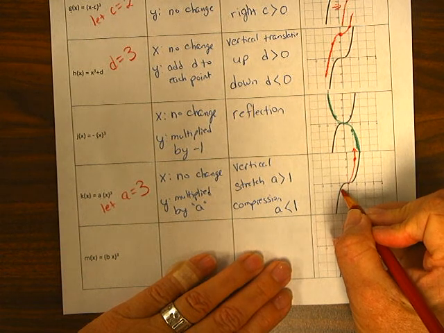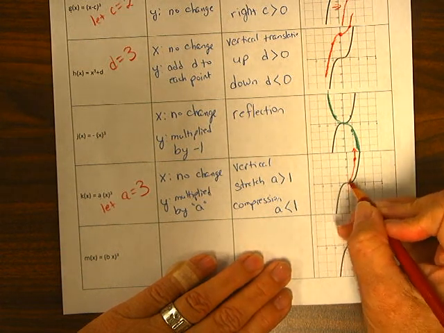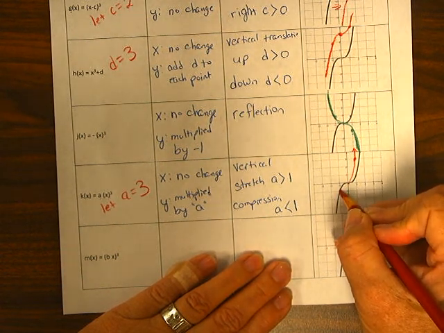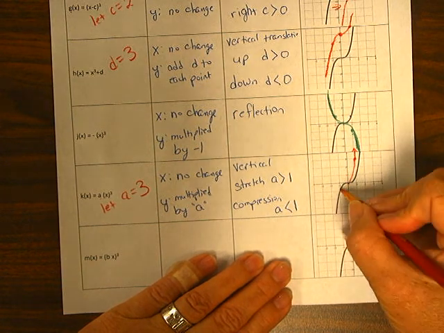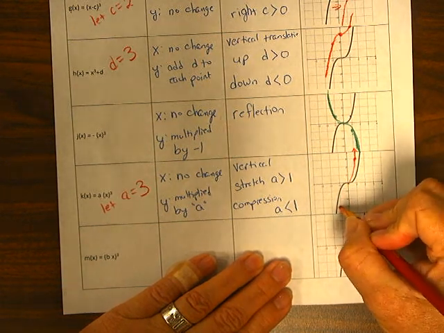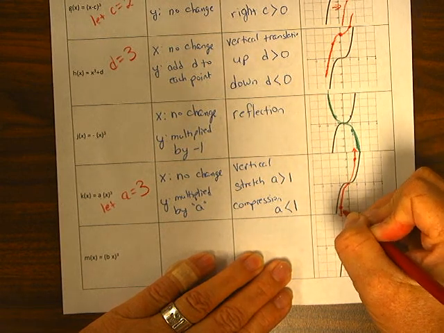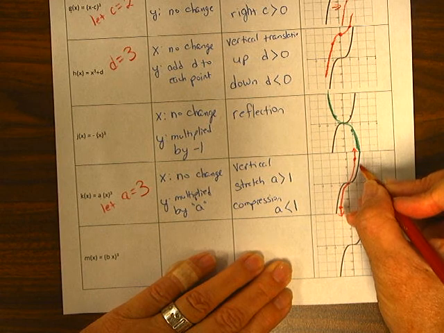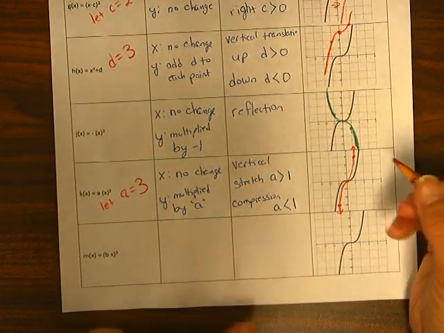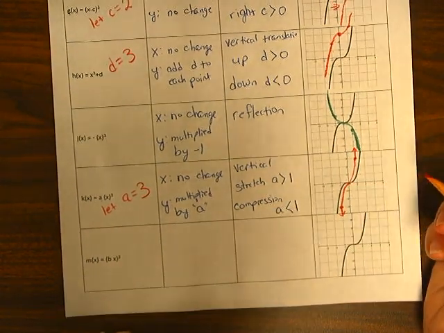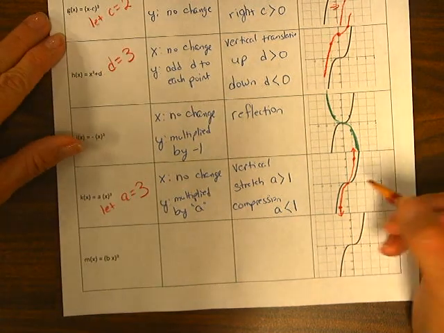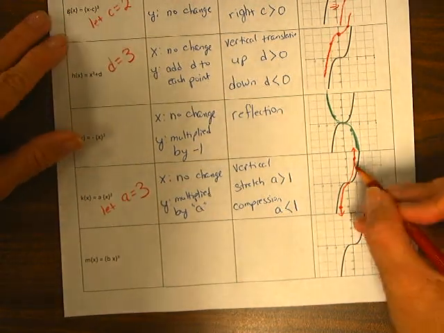Our point of negative 1, negative 1, the x stays the same, so it's still negative 1, but y is multiplied by 3, so that goes down to negative 3. So this has been pulled upwards. And again, you might want to try putting this in your calculator so you can see it a little bit better. You might want to zoom in also so you can see the distinction here.